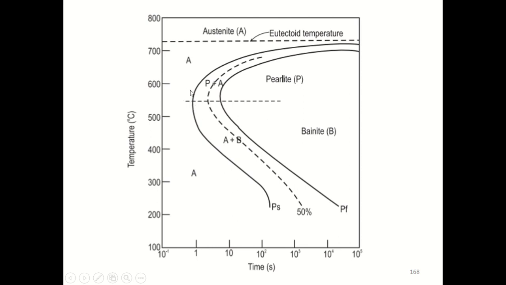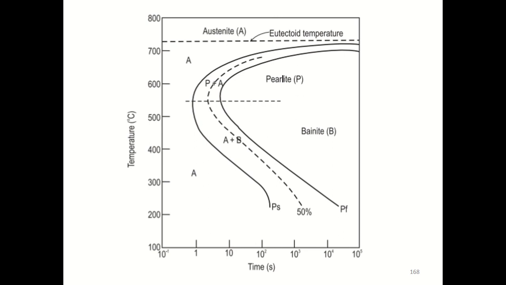The bainite formed just below the nose of the TTT curve is called upper bainite, and at lower temperatures the lower bainite is formed. So even within the bainite itself there are two types, upper bainite and lower bainite. The bainite formed just below this nose or this temperature range is called upper bainite, and it is also called fine bainite.